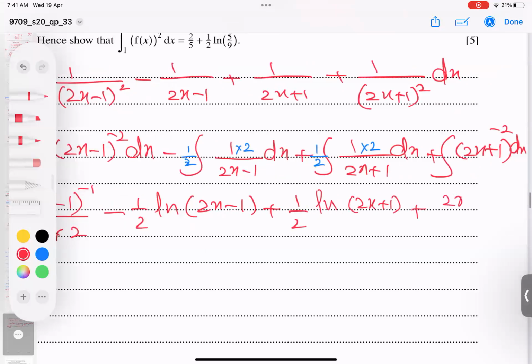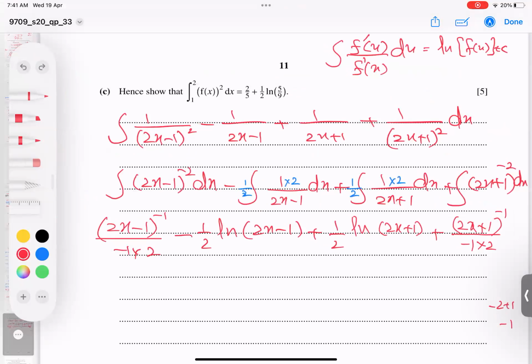So increase the power by 1. So we got -1 because in -2, if you add 1, you get -1. And divide by the same -1, and multiply by the base differentiation. These two come from where? The base differentiation. Like the differentiation of 1 is 0 and 2x becomes 2. So 2 plus 0 is 2. I hope you understood. And plus c, sorry, limits are there, so I will not write plus c.